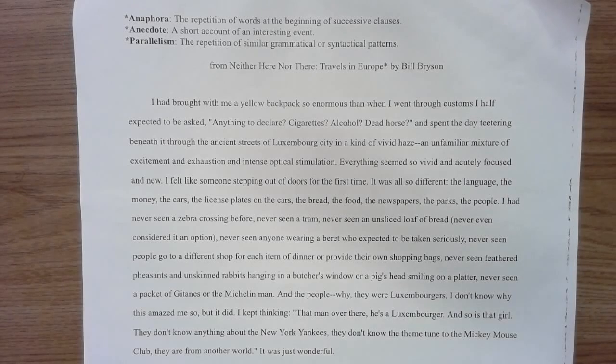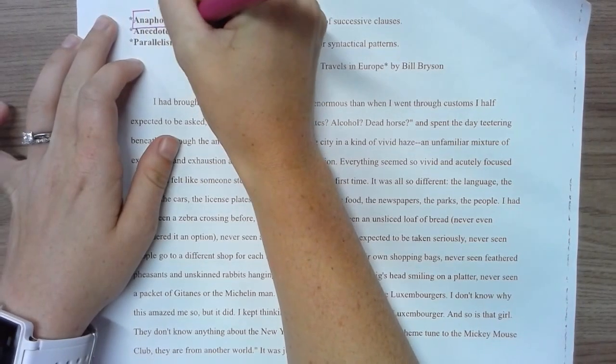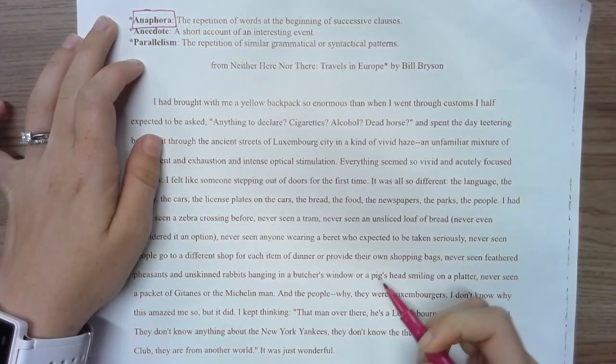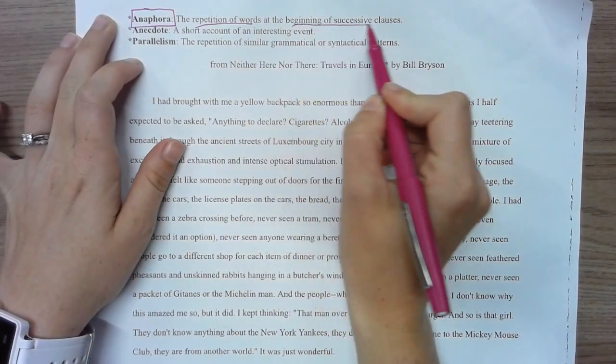Today we're going to practice looking for 3 rhetorical devices that show up in a lot of speeches and passages that you might come across on the AP test. The first device is anaphora. An anaphora is the repetition of words at the beginning of successive clauses.